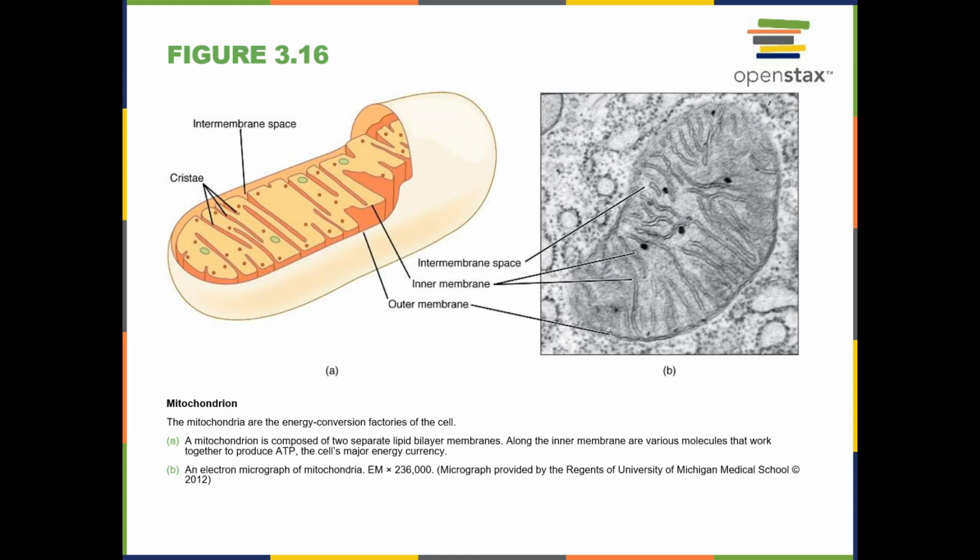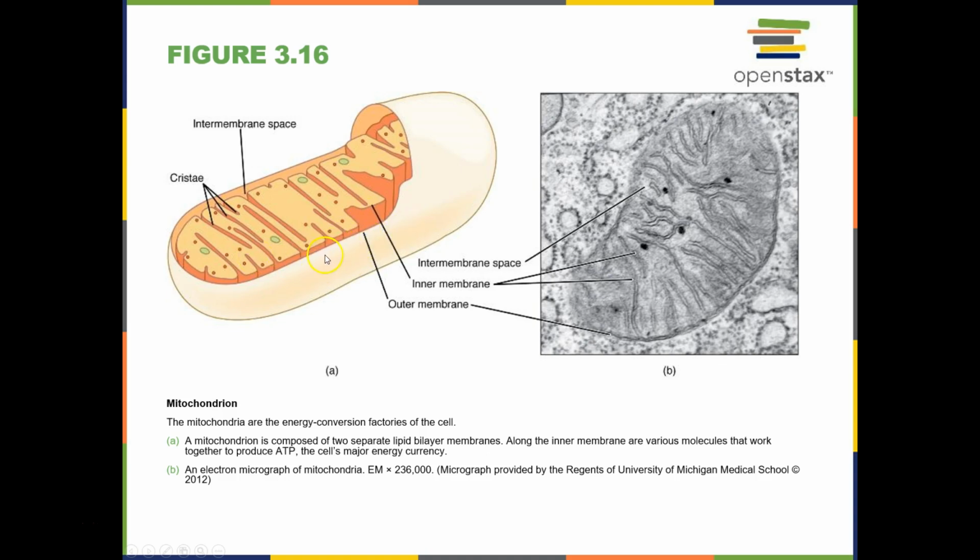The next organelle is the mitochondria. Mitochondria, I think, in my opinion at least, is one of the most well-known organelles. It is the powerhouse of the cell. It has a double membrane. So you have this inner membrane, right there's your inner membrane, and then you have an outer membrane.